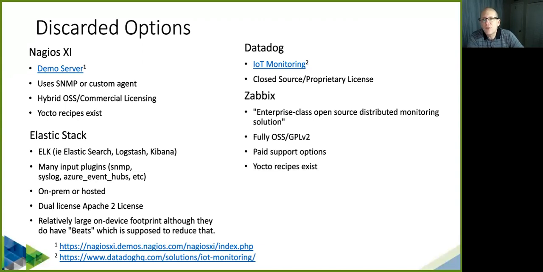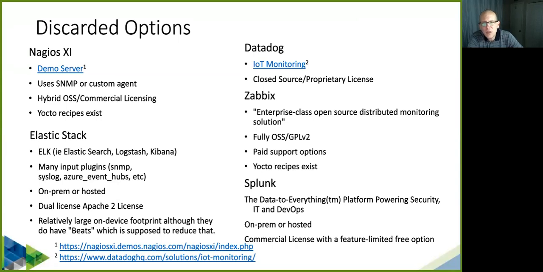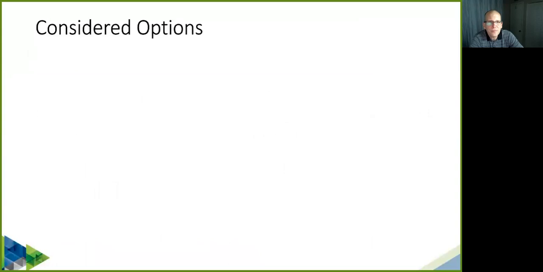Zabbix, you see the quote there from their website describing their system. Again, there are Yocto recipes. It is fully open source, GPL v2, but it is a fairly large enterprise focused system. And the last one that we looked at was called Splunk. A lot of people have heard of that. That first line there in the text, that's actually their description of the system. It is on-prem or hosted. They are a commercial license, but do have a feature limited free trial, or free option.